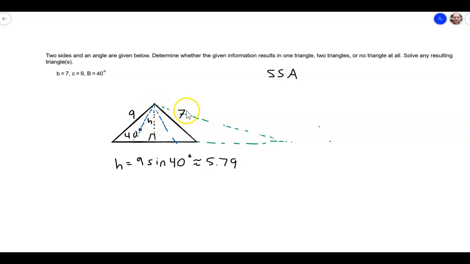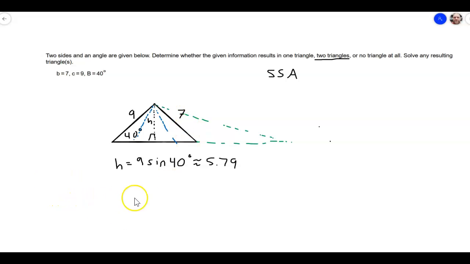This length here is 7, and this side here is 9. That means this length here is greater than the height but it's less than this length over here, which means that we're going to get two triangles. That means that this side length can come on this side, or we could swing it around and make a triangle over here as well, because it's less than this length over there. So in this case, we're going to have two triangles. So let's go ahead and figure both of those triangles out.